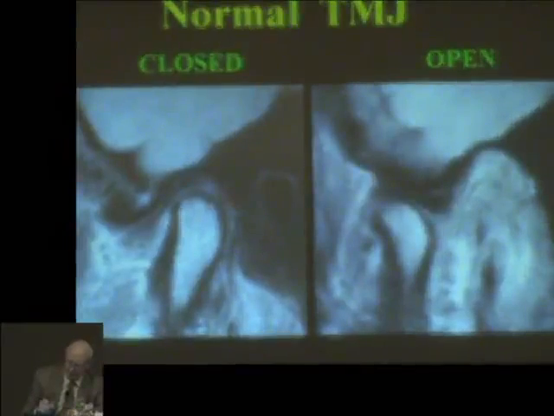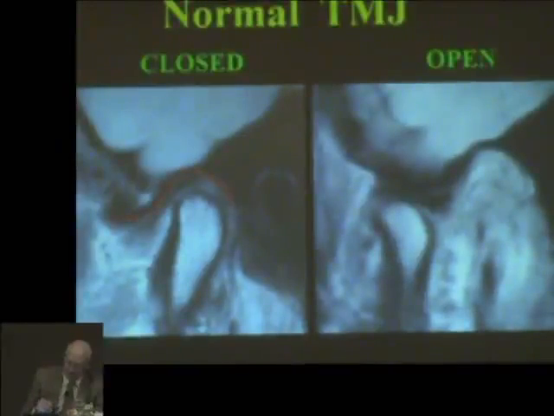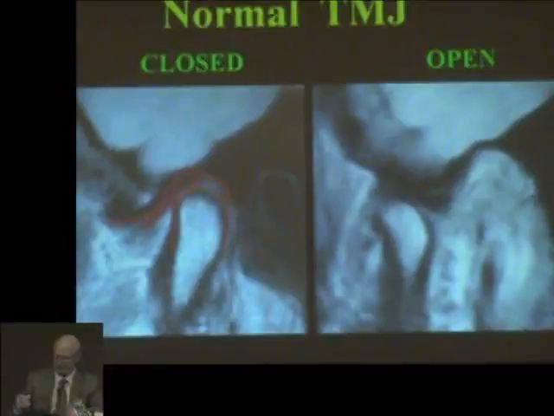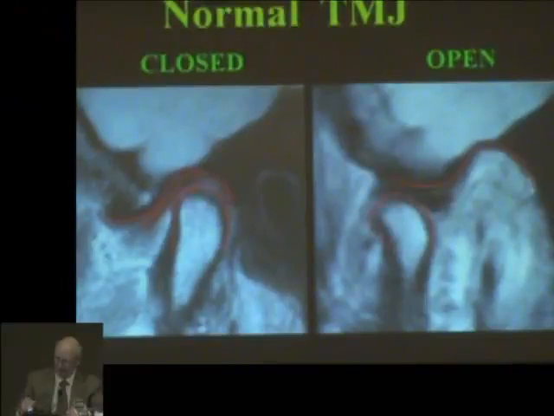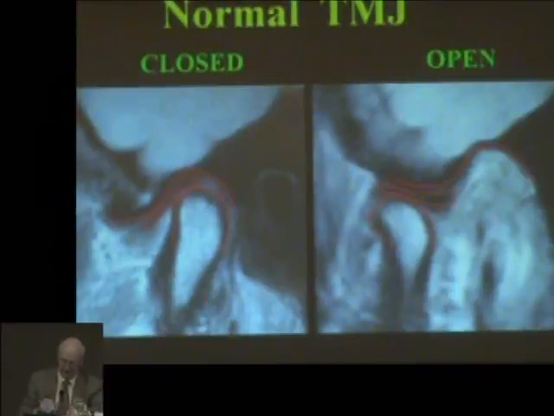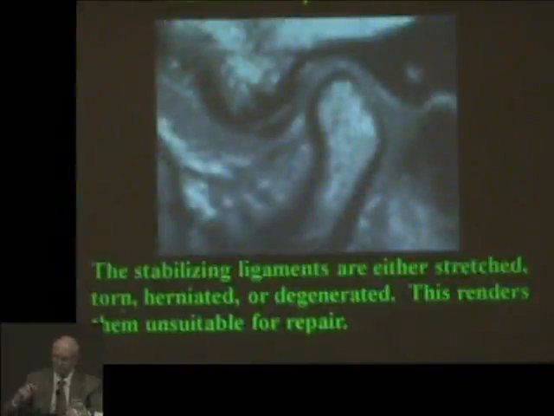This is what a normal joint should look like. This is an MRI, and of course we have the fossa here, the articular eminence. Here's the head of the condyle, and here's the articular disc sitting in the proper position, right over top of the condyle. On opening, the condyle moves out of the fossa, and that articular disc moves forward with the condyle, just a normal function.